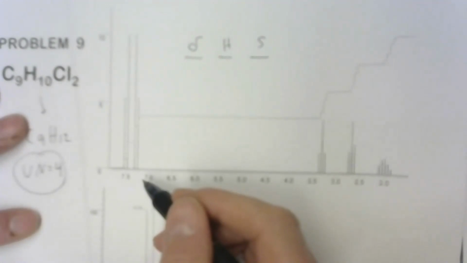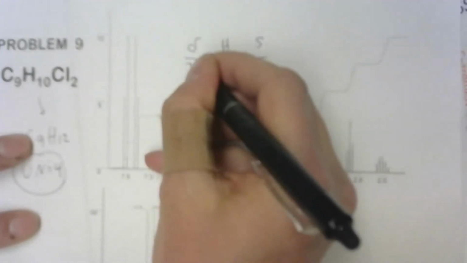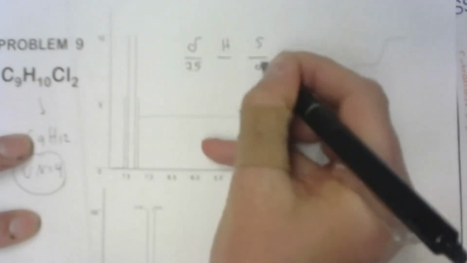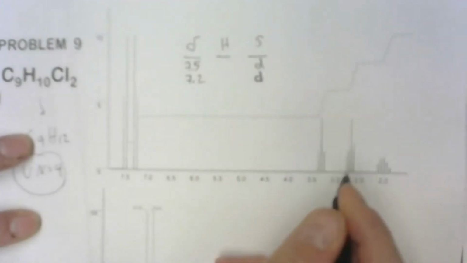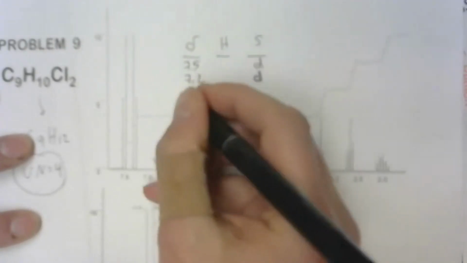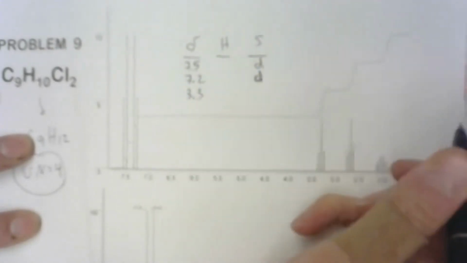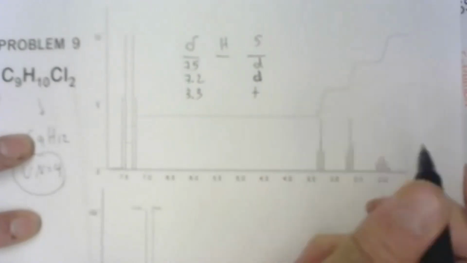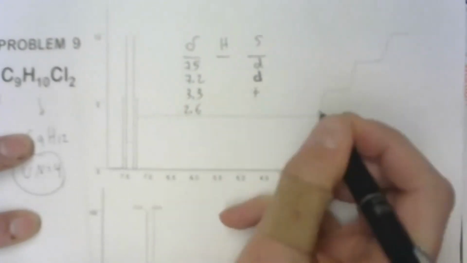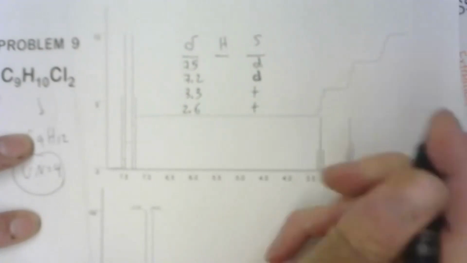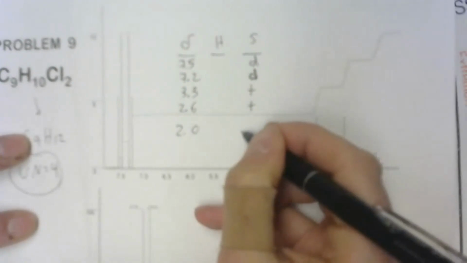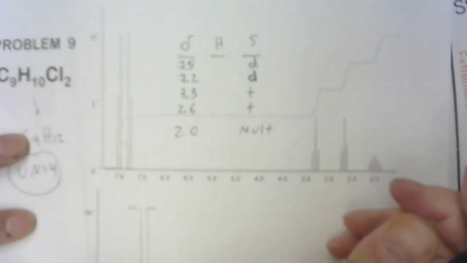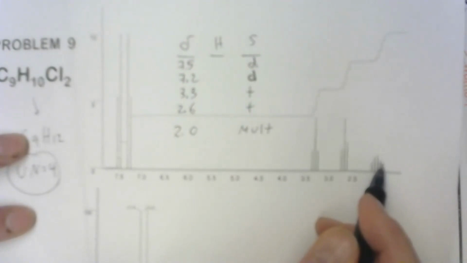So let's see. Okay, 7.5, I'll say doublet. We'll do the integrations last. 7.2 doublet. Then we have at 3.3 triplet, 2.6 triplet, 2.0 is a multiplet. It's some crazy multiplet. I don't know, we could try to analyze it, but let's just say multiplet for now.